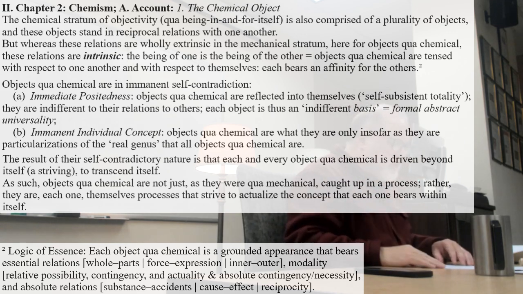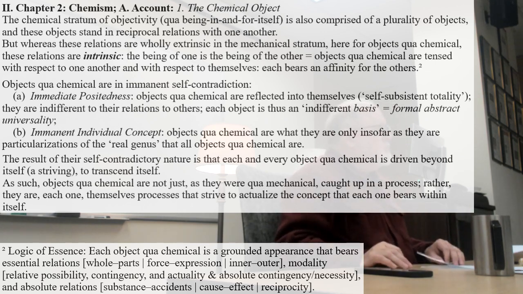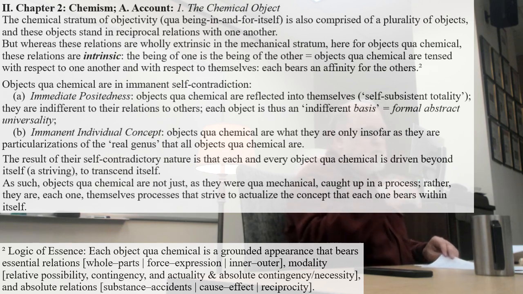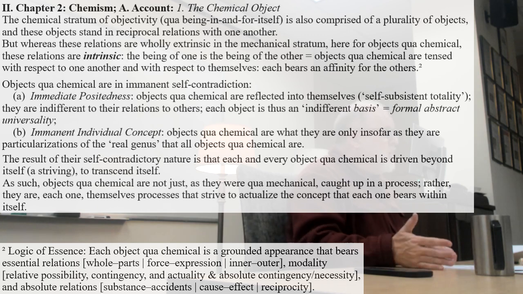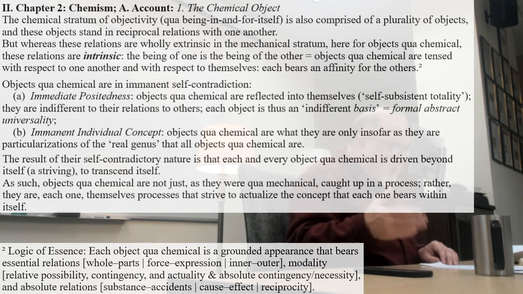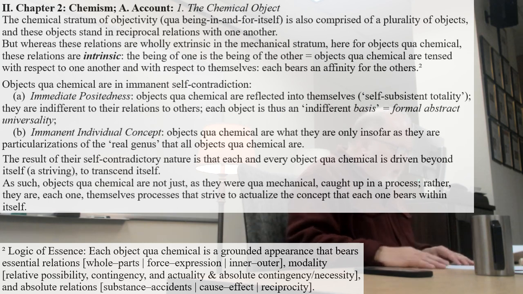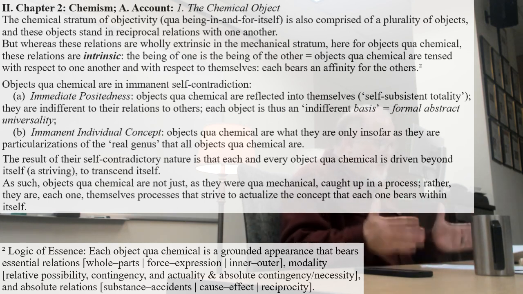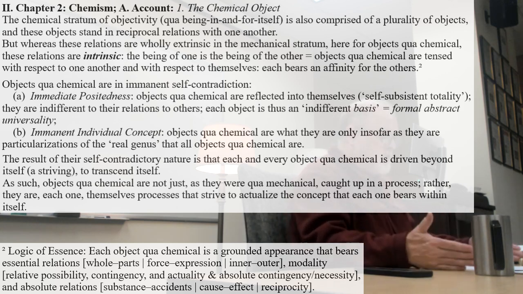The result of their self-contradictory nature, objects qua chemical, is that each and every object qua chemical is driven beyond itself. Hegel says at one point, each and every object qua chemical is a striving. He's not saying that human beings strive after them, or that there are chemical processes that exhibit striving. He's not making that claim. He's literally saying, because they're self-contradictory, they strive to transcend themselves. They strive to other themselves, to become other than themselves. As such, objects qua chemical are not just, as they were qua mechanical, caught up in a process. Rather, they are, each one of them, themselves processes that strive to actualize the concept that each one bears within itself.